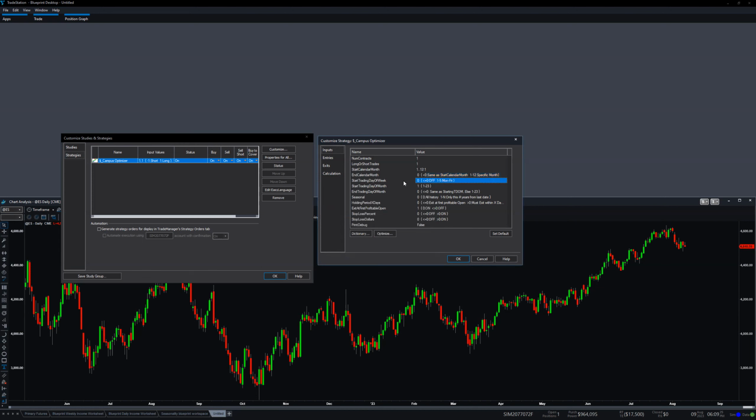Start trading day of week. This is something we could optimize. Maybe we'll do that later. Here we are asking, give me the best weekday to be buying the S&P on. So should I buy generally on Mondays? Should I buy generally on Tuesdays or on Fridays, whatever it may be?